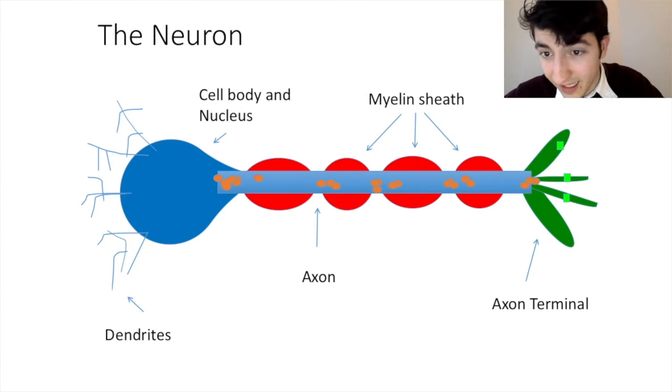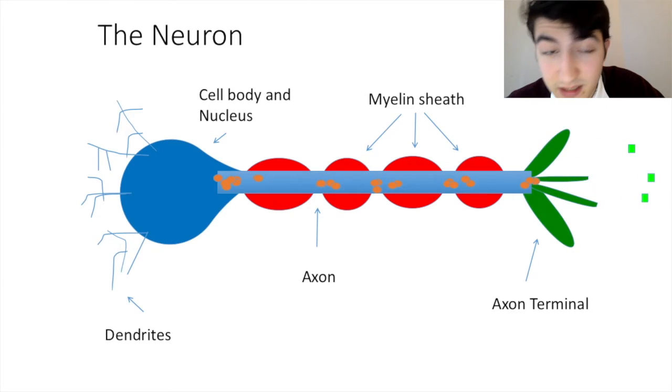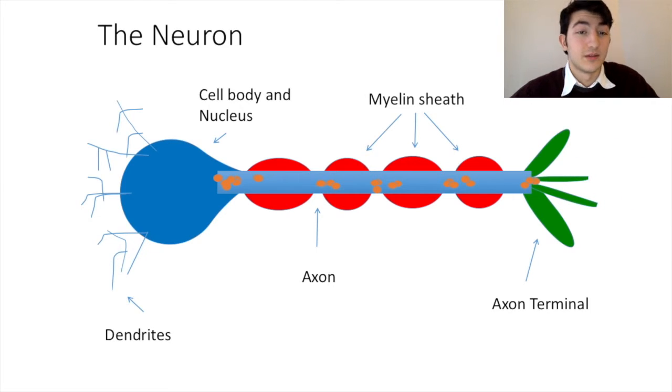And so the presence of the ions at the axon terminal will cause the neurotransmitters to be sent off into the body and hopefully to another neuron. So you can see here how information went through the neuron.